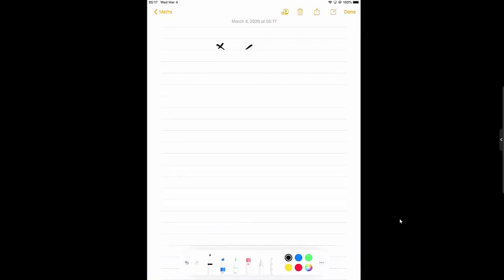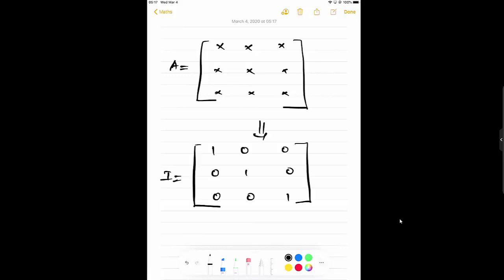If it is a 3 cross 3 matrix, I'm not writing any numbers, I'm just writing 3 cross 3 matrix. Consider it as a matrix A. So our aim is to convert matrix A to the identity matrix.